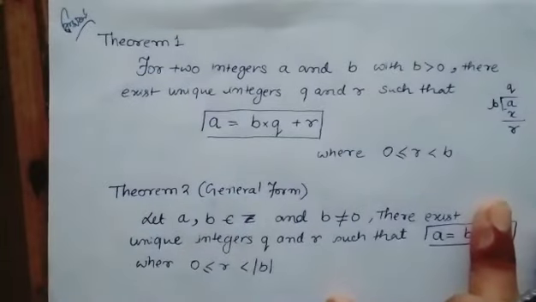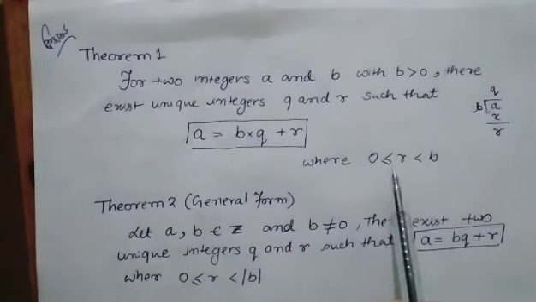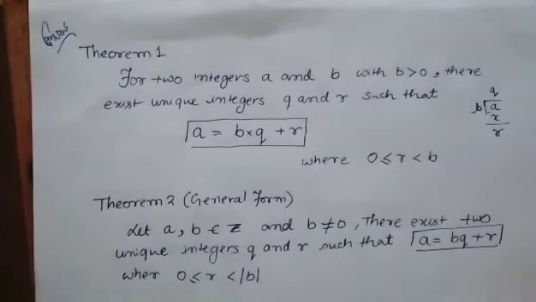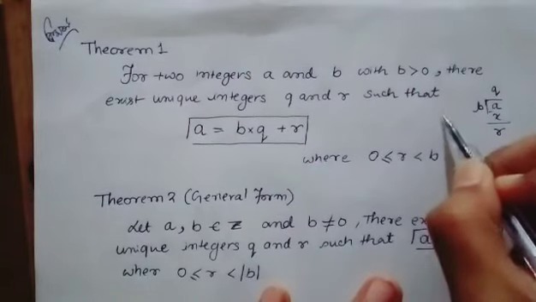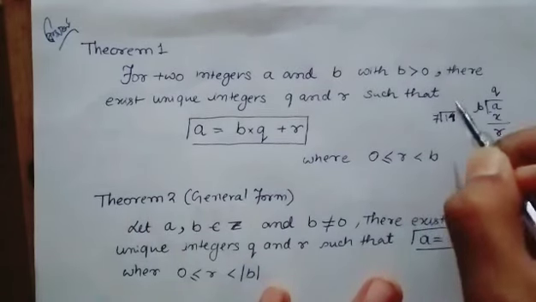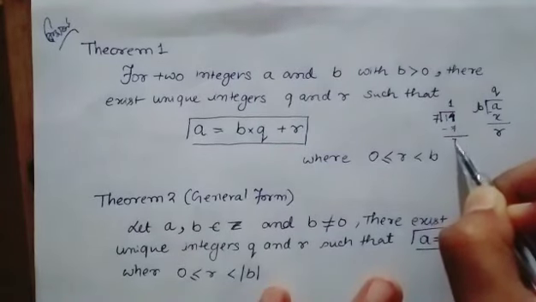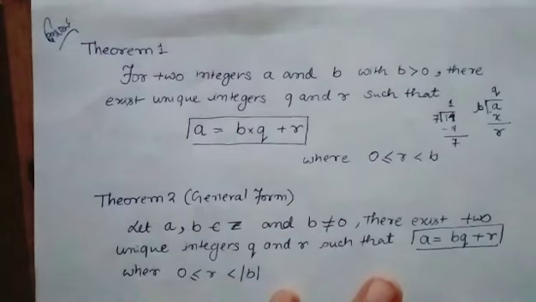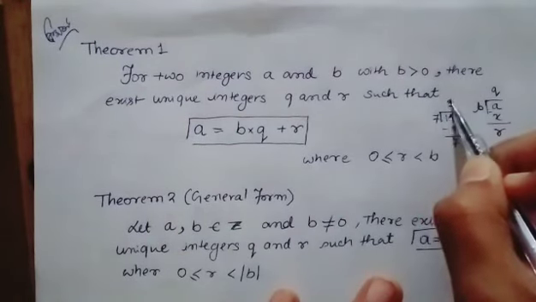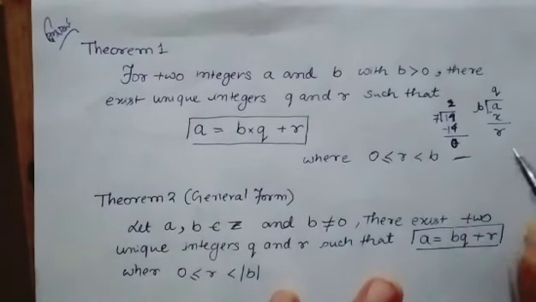Thus we conclude that r can be greater than or equal to 0, but it must be less than b. Likewise, if I ask you to divide 14 by 7, you will not take 7 into 1 is 7 with remainder 7. This is wrong. You consider the maximum case: 7 into 2 is 14 and the remainder is 0.